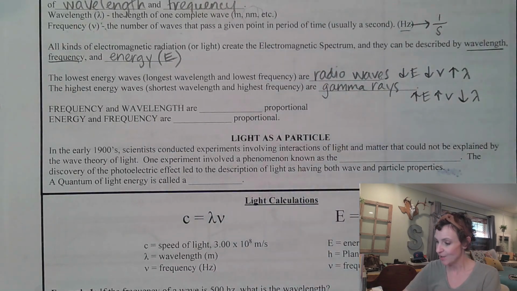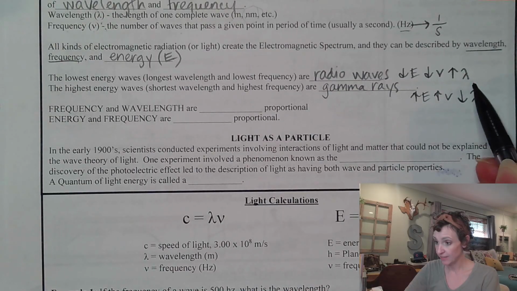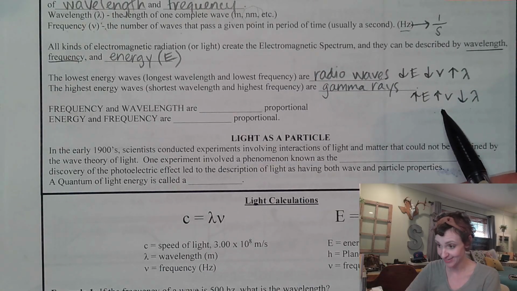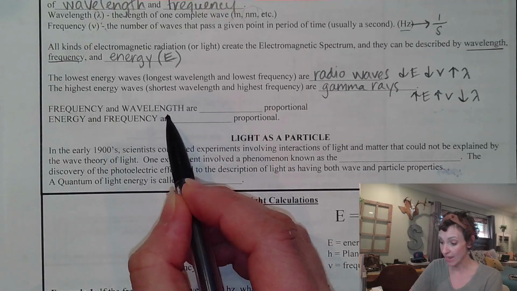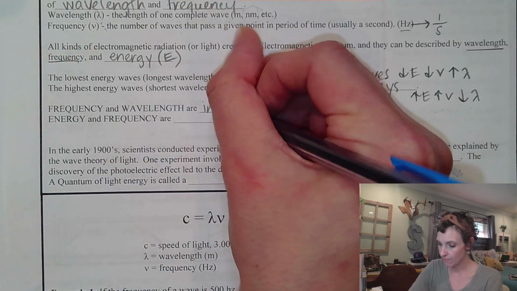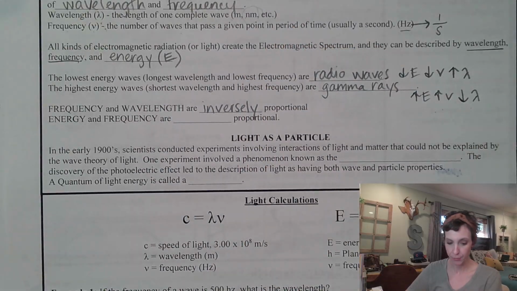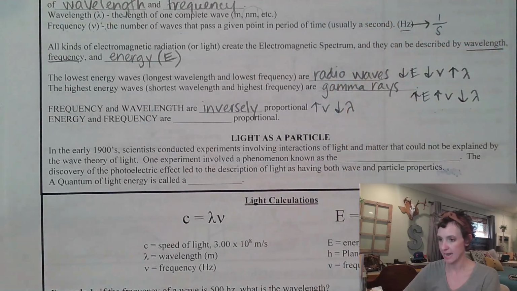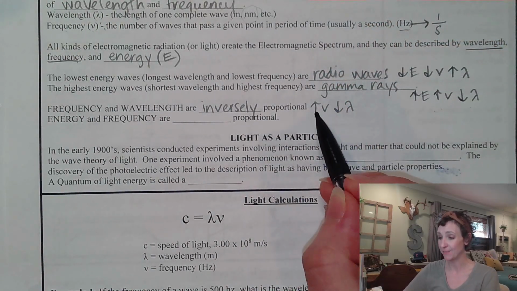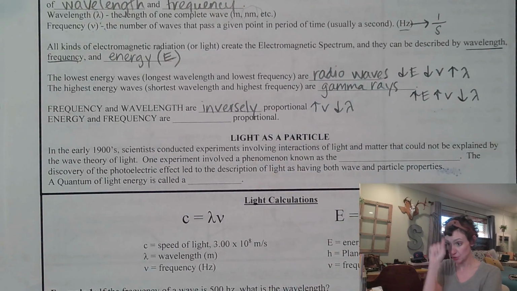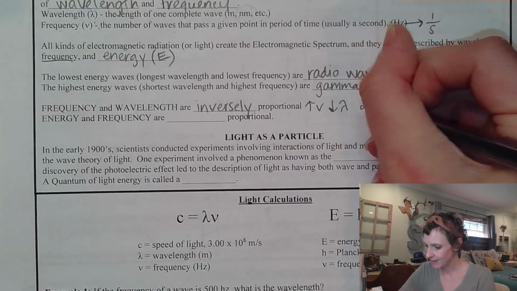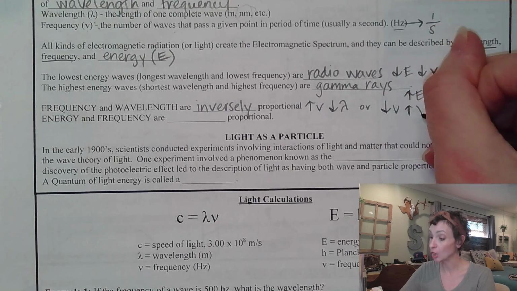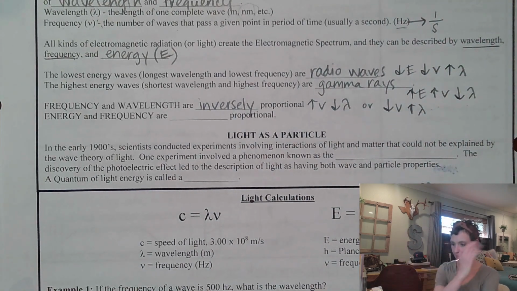I want you to notice frequency, which is V, and wavelength. Those two things always have opposite arrows. So we would say frequency and wavelength are inversely proportional, which means if one goes up, the other one goes down, right? If I have a high frequency wave, it's going to have a short wavelength. Also, if I have a low frequency wave, it's going to have a long wavelength, right?